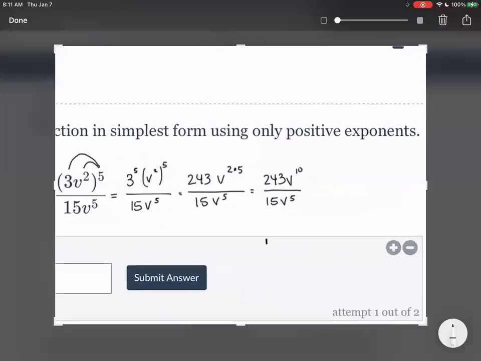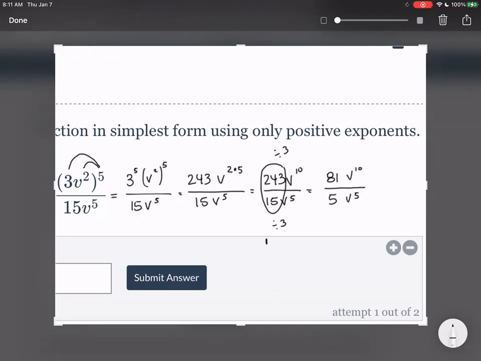Okay, so now let's simplify our numbers, our coefficients. So 243 over 15, this is a simplifiable fraction. If we want to find something that we can divide away from both the top and the bottom, I find that we can divide both of these by 3. So 243 divided by 3 is 81, and 15 divided by 3 is 5. So now we have simplified the 243 over 15 into 81 over 5. And then the rest stays the same for now because I'm just going to do it step by step.